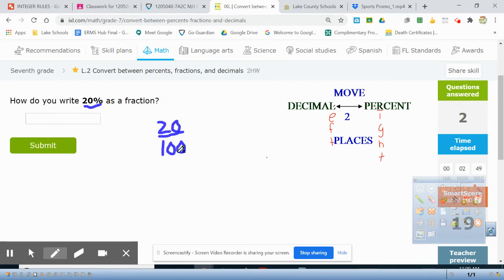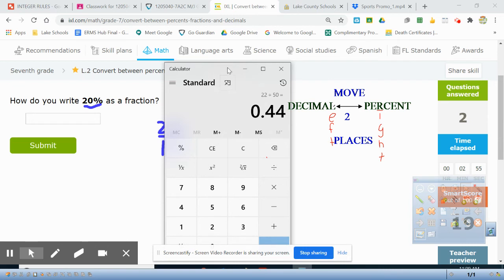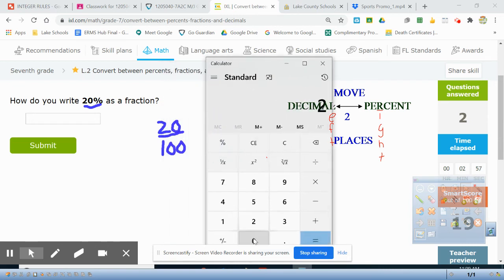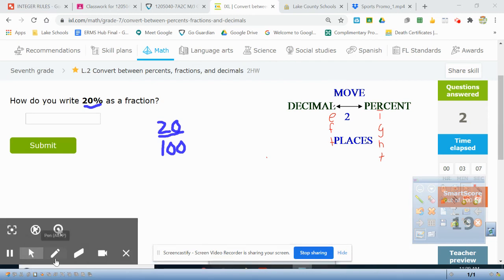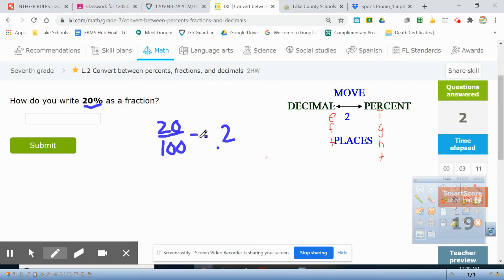Now I would do 20 divided by 100, and I'm going to turn that into a decimal. 20 divided by 100 equals 0.2. Well, what did we learn about turning 0.2 into a percent? That would be 20%.